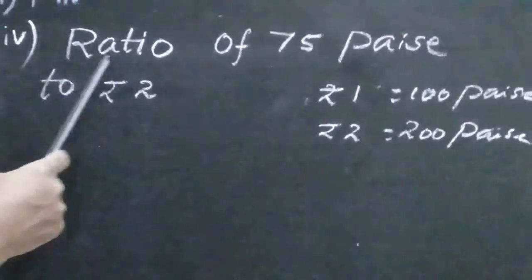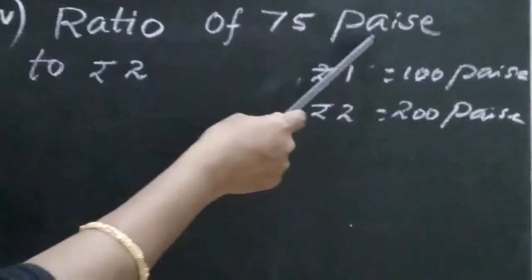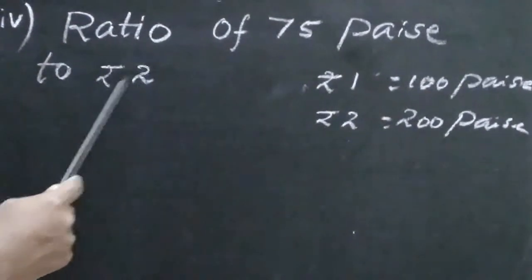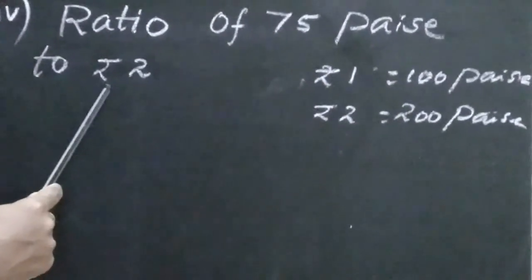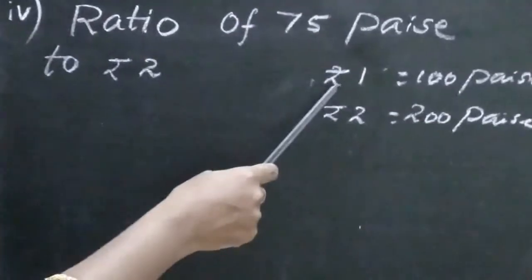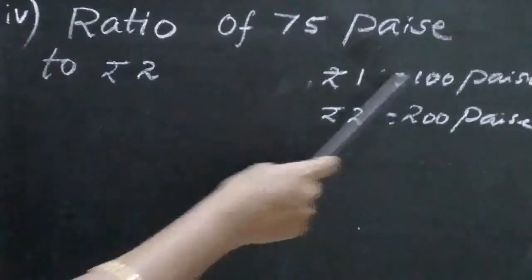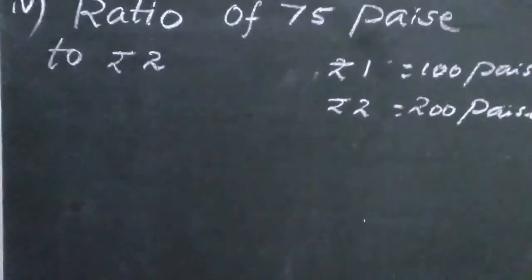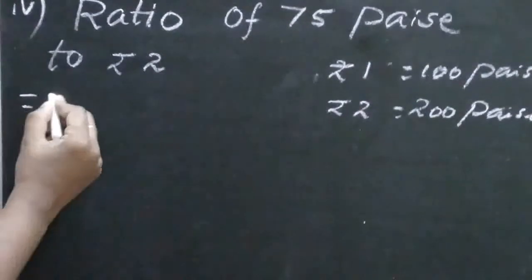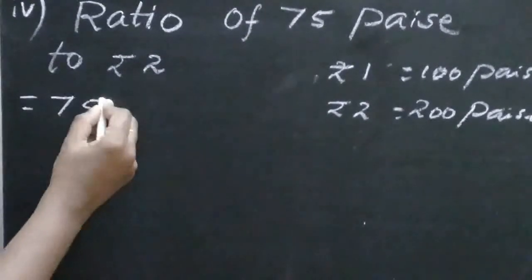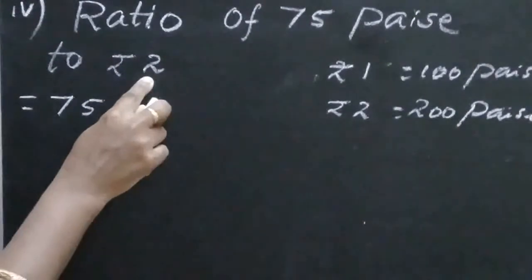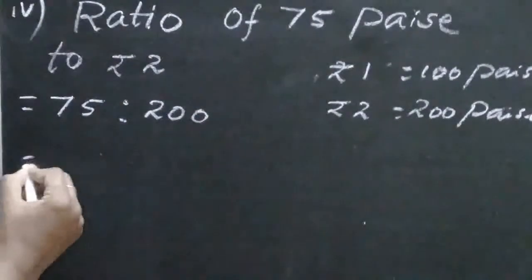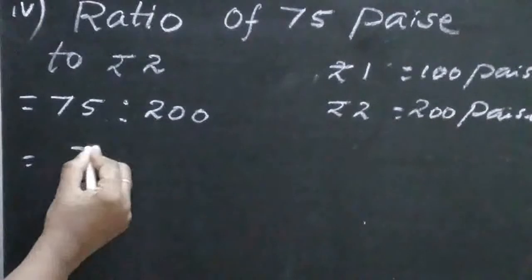Fourth question, ratio of 75 paise to rupees 2. Here also different units. We have to arrange the same units in paise only. So 1 rupee equals 100 paise. Therefore 2 rupees converted to paise means 200 paise. So what is the ratio format here? 75 paise, then 2 rupees converted to paise means 200. So 75 is to 200.